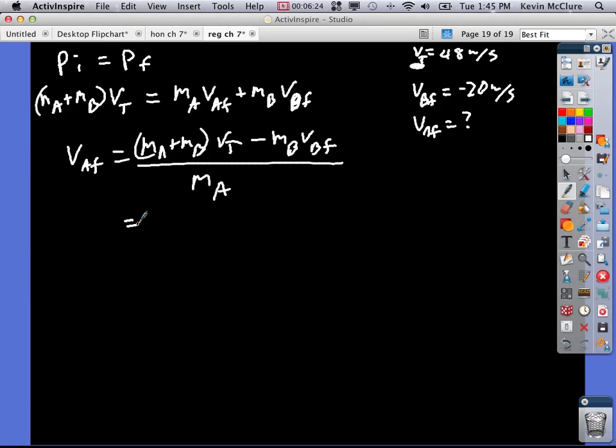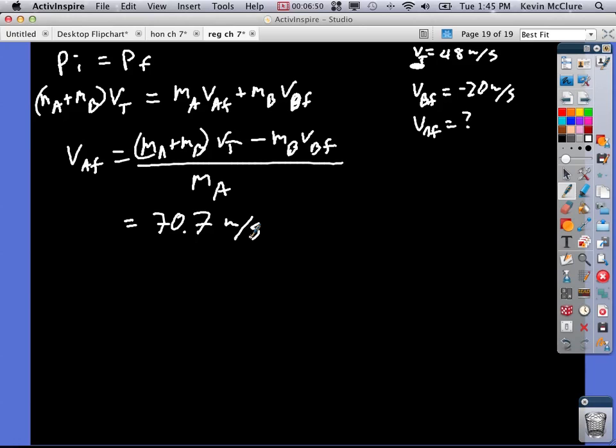MA plus MB is 2 kilograms times 48 meters per second minus MB, which is 0.5 times negative 20. And then we're going to divide that by MA, which is 1.5. And that gives me a 70.7 meters per second velocity for mass A.